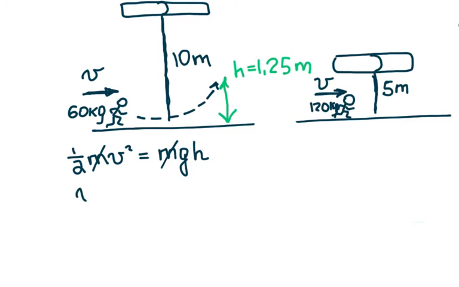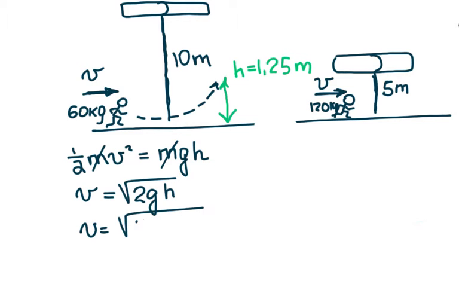So from here I can see that the velocity is equal to the square root of 2gh, the formula. And then you have the square root of 2 times 10 times h, which is 1.25. So the velocity is equal to 5 meters per second.